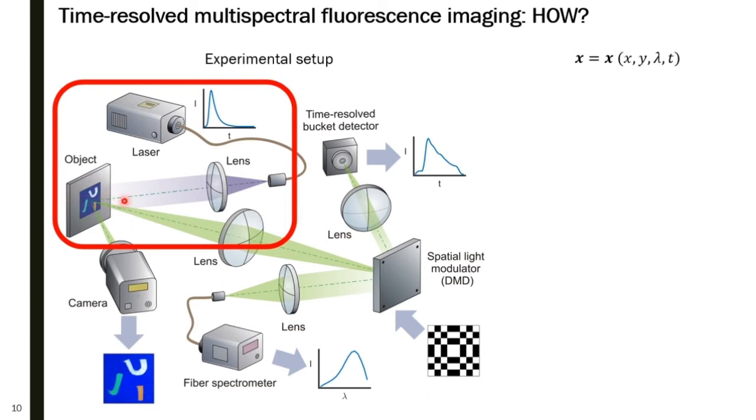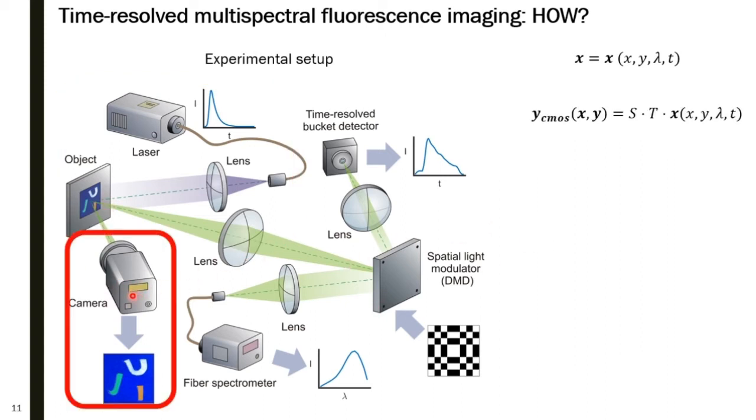So after we illuminate the object, we measure the object with 3 different cameras in parallel. So the first camera is a conventional pixelated camera. It's just a CMOS detector, which will take the projection of our 4-dimensional object in the real space. So we integrate over time and over spectrum, and we get a monochrome image of the object.